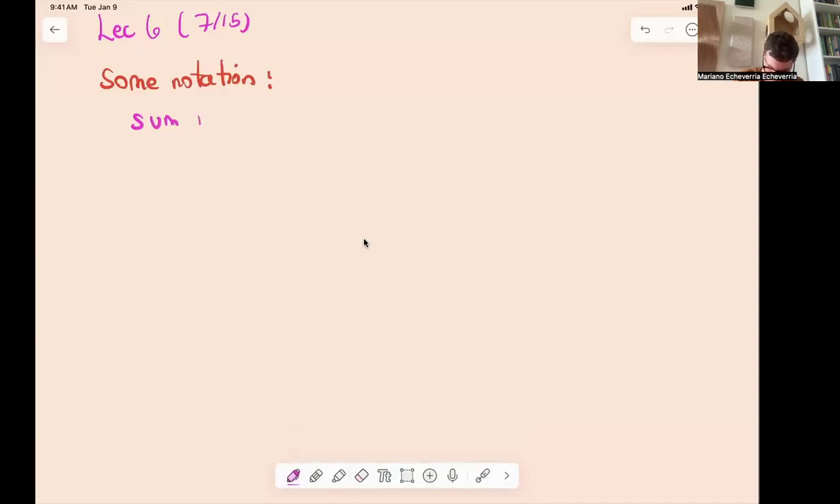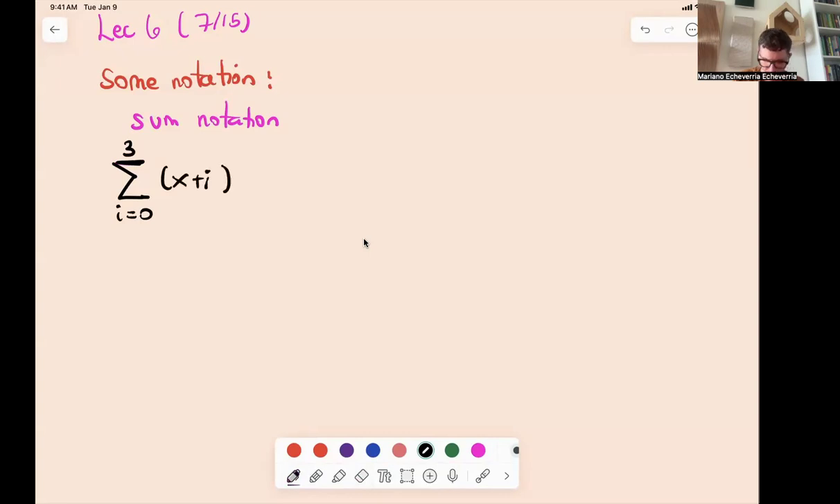So the sum notation, it's something like this, right? For example, if I write sigma of, let's say, i equals 0 to 3 of x plus i. What does that mean? You just give i the values 0, 1, 2, and 3, and then you sum over that, right? So it would be x plus 0 plus x plus 1 plus x plus 2 plus x plus 3, right?